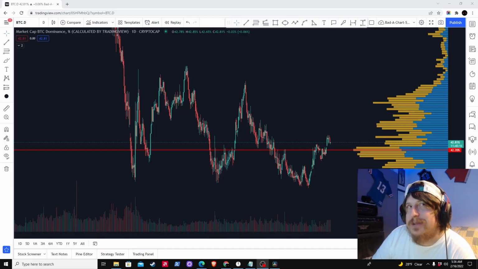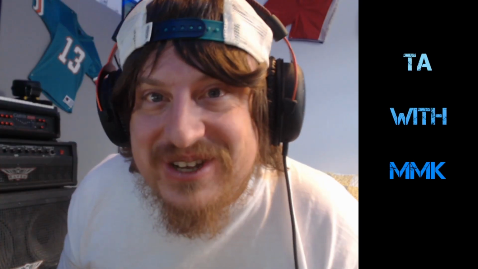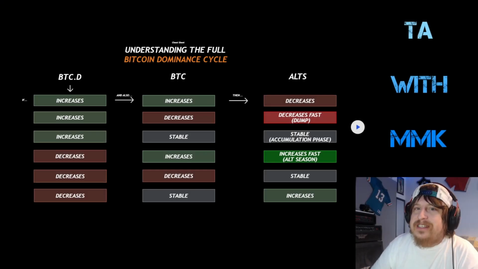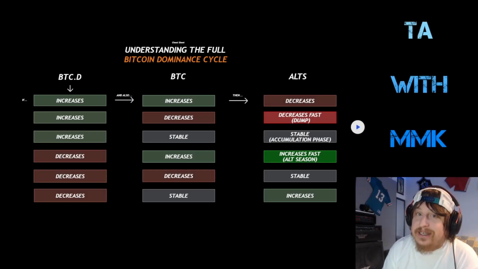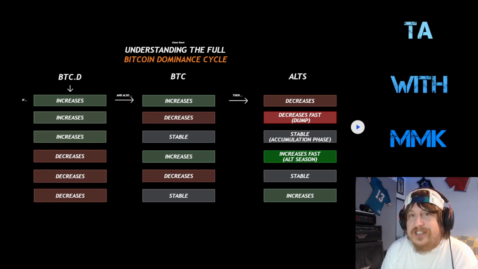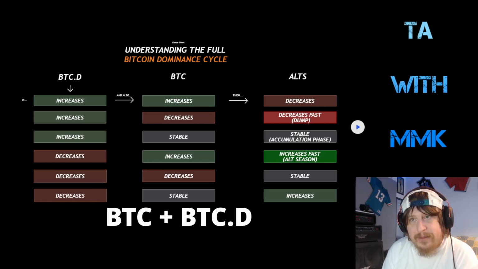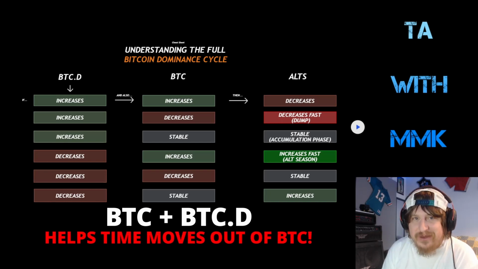Well, how does understanding Bitcoin dominance help us in trading? Well, let me explain. What if you had a crystal ball that could practically tell you every time Bitcoin was gonna make a move? I want to present to you a chart that in some ways is your crystal ball. If you can understand how to read this chart and what it's telling you, you may be able to combine TA for Bitcoin and Bitcoin dominance to time moves out of Bitcoin. Sound like a lot? It's really not.